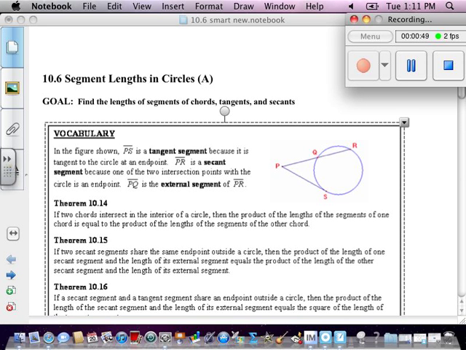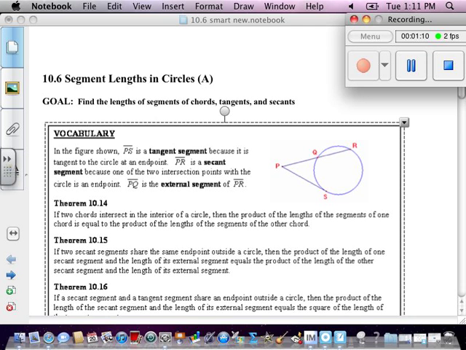10.15. If two segments share the same endpoint outside of a circle, then the product of the length of one secant segment and the length of its external segment equals the product of the length of the other secant segment and the length of its internal segment. So it's a lot of stuff. Hold on. The diagram's going to make so much more sense.